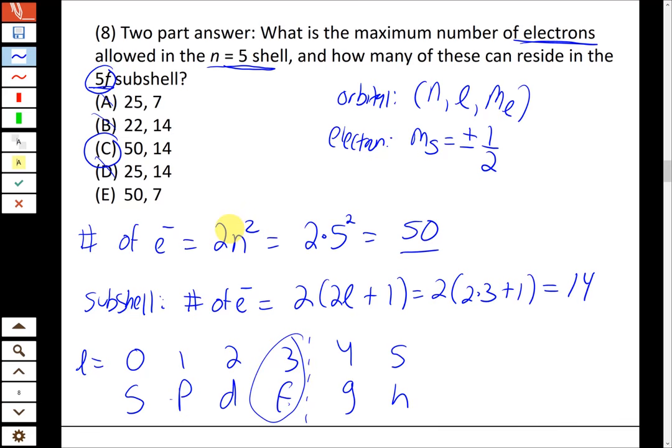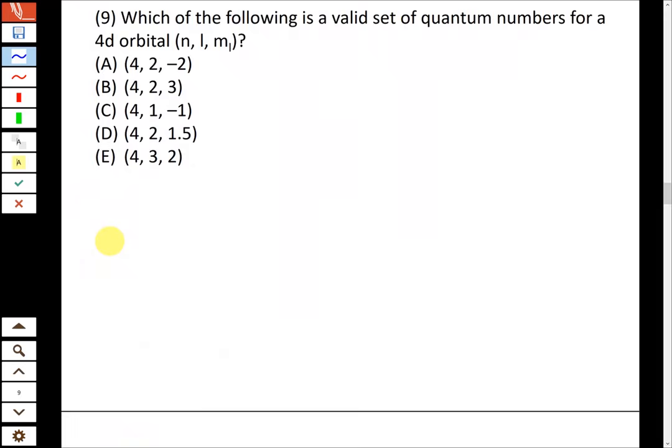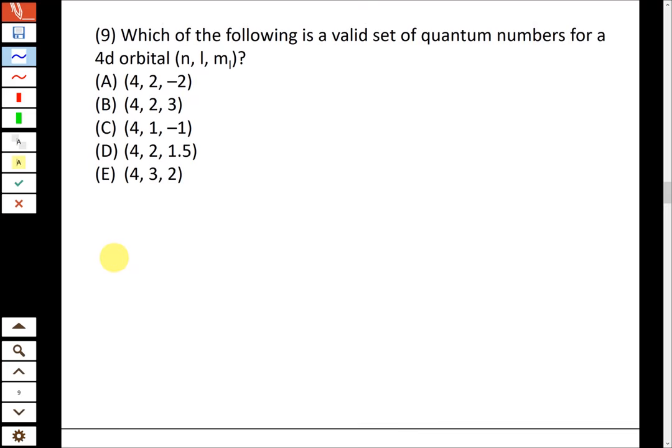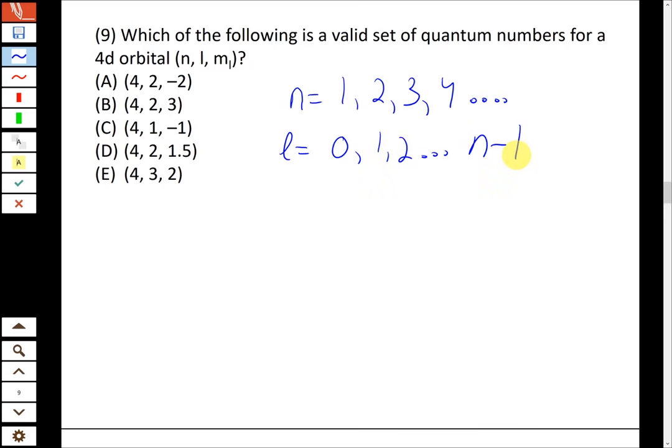Okay. All right, this next one also deals with quantum numbers. So as we said, and was just addressed in the previous question, each individual orbital is defined by 3 quantum numbers, n, l, and m sub l. And in this problem, we want to know what is an allowed set for a 4D orbital. All right, so remember the n values that are allowed are positive integers, 1, 2, 3, 4, and so on. And then the L values that are allowed start at 0, and the maximum value is going to be n minus 1.